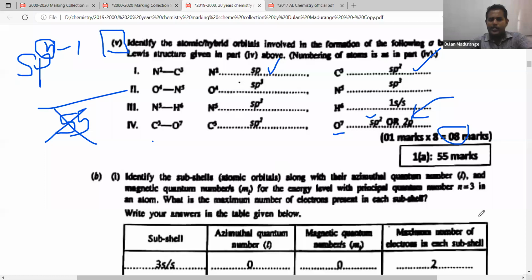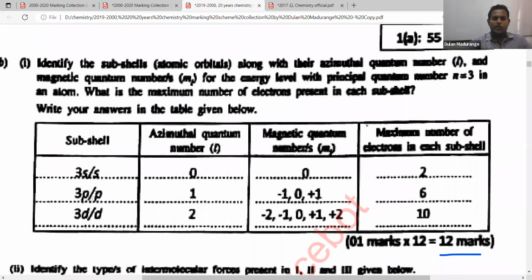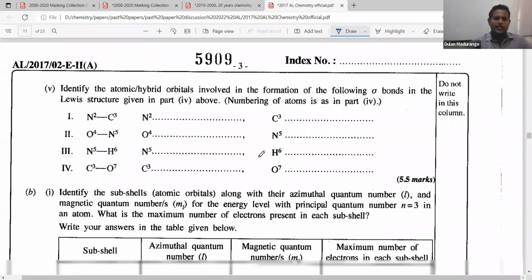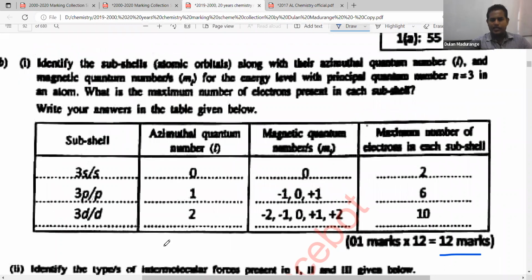This is the table. So check your answers. Out of 12 marks, you can check your marks. This is the question: fill this table for n equal to 3. So then you can fill the table like this.